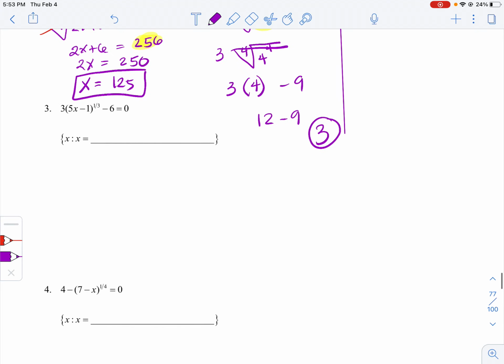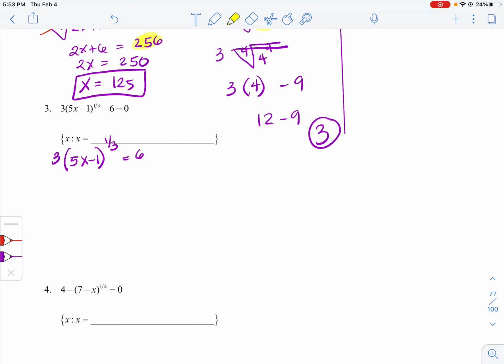Okay, moving on. What do you do here? Do you add 6 on both sides? So that is 3 times (5x minus 1) to the power of 1/3 equals 6.